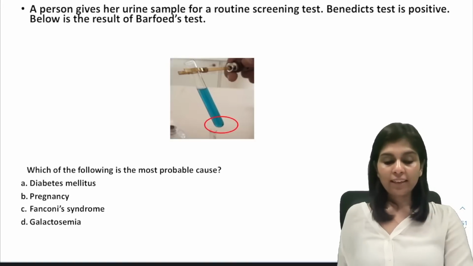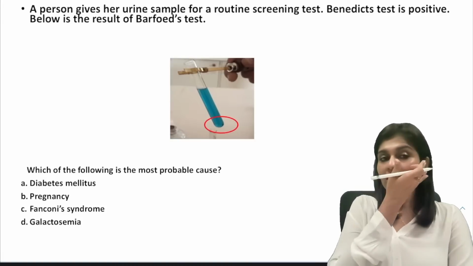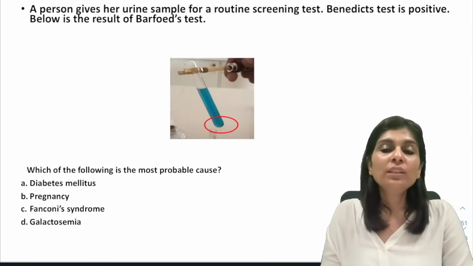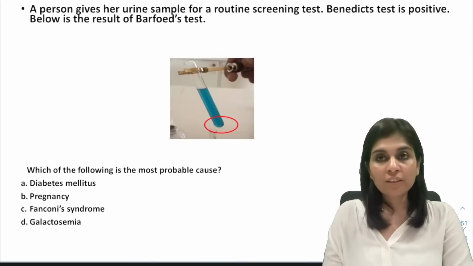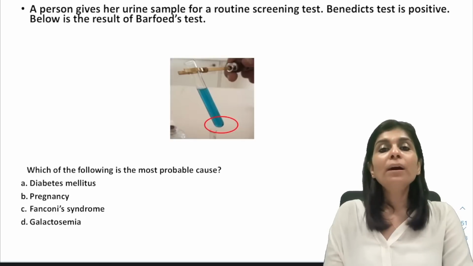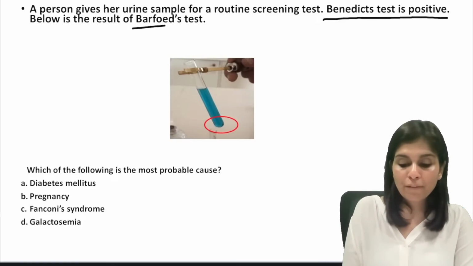Yes, classical galactosemia is caused by galactose-1-phosphate uridyltransferase (GALT) deficiency. So answer this question. A person gives a urine sample for a routine screening test. Benedict's test is positive. Below is a result of Barfoed's test. After Benedict's test is positive, we perform Barfoed's test.